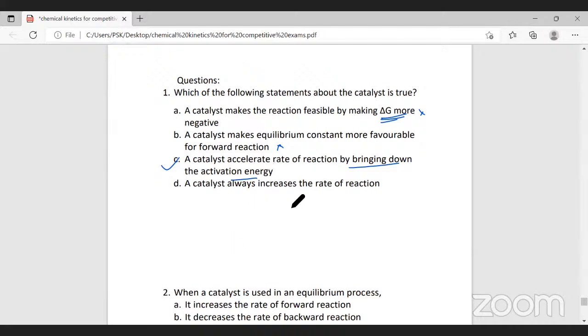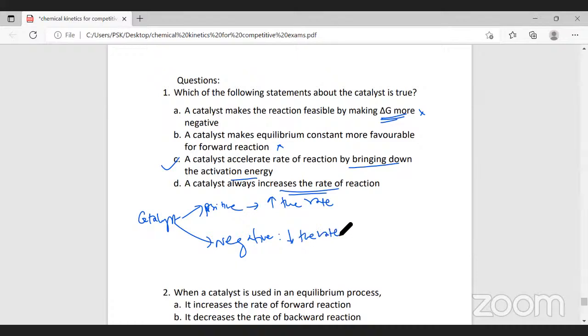So a catalyst always increases the rate of the reaction. This is also right, because in modern days in NCERT, we do see, in the olden days, we had two types of catalyst. One, they called a positive catalyst. The other one, they called a negative catalyst. This positive catalyst increases the speed, increases the rate. The negative catalyst decreases the rate. In modern days, they don't call it a negative catalyst. They call it an inhibitor.